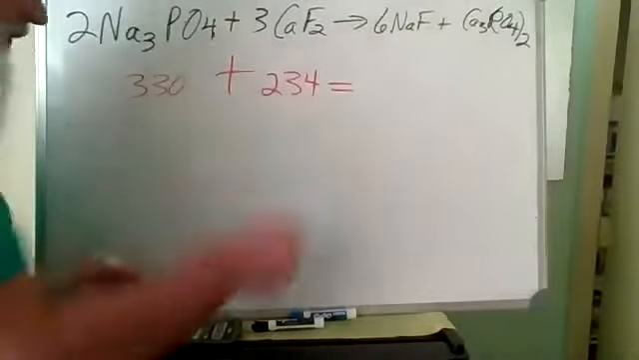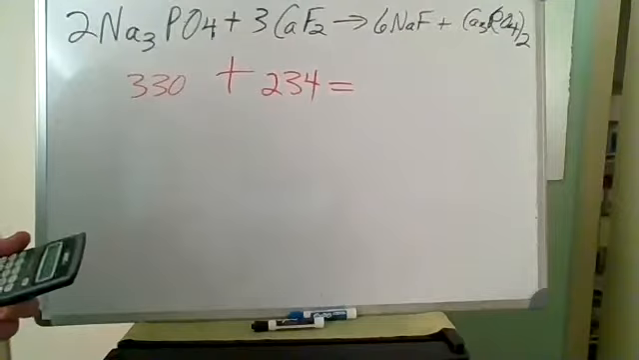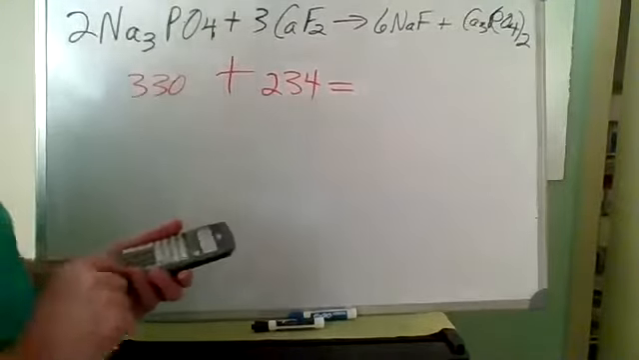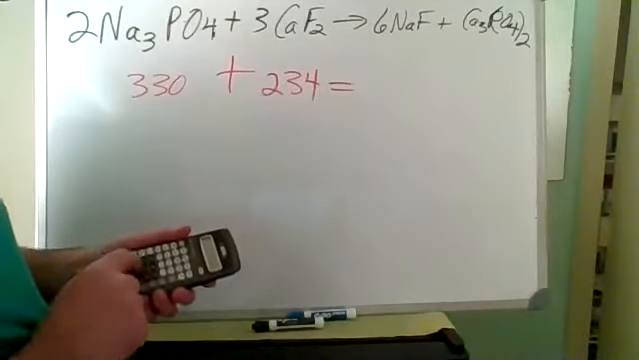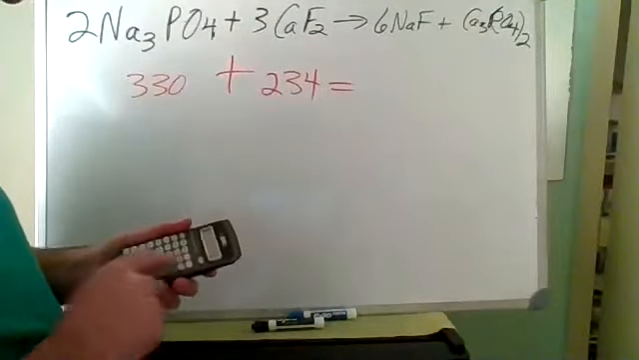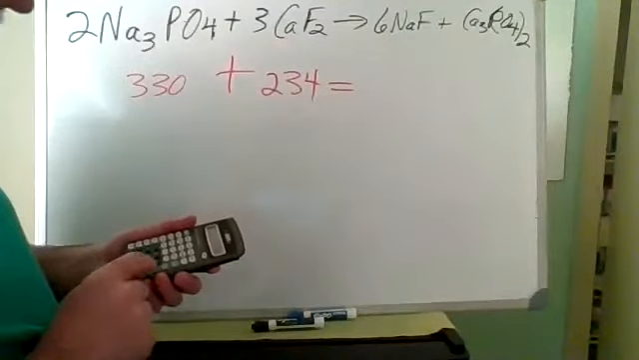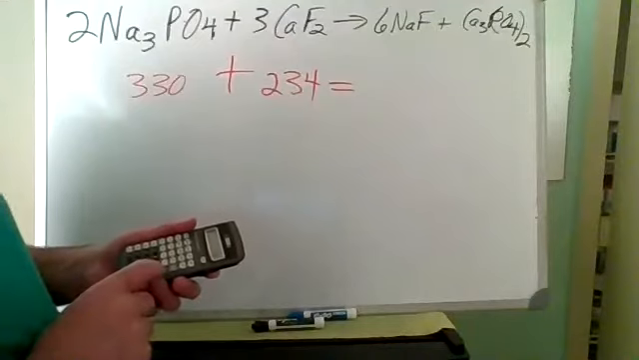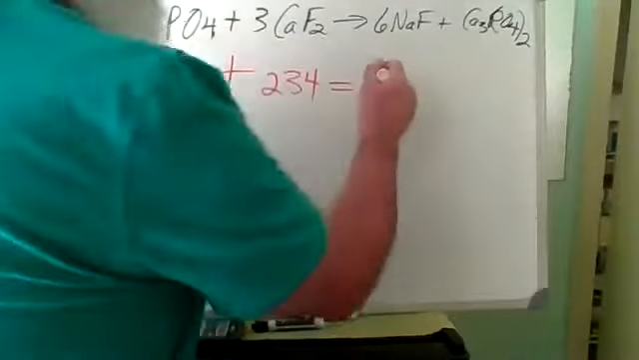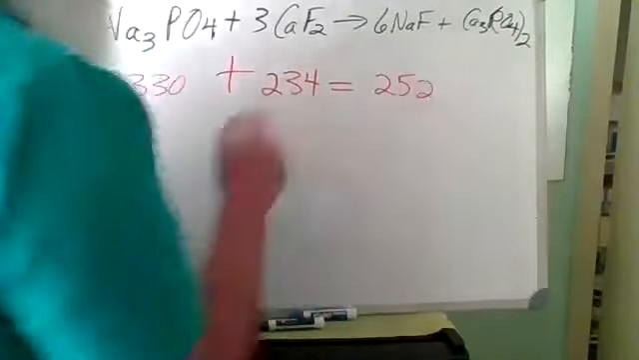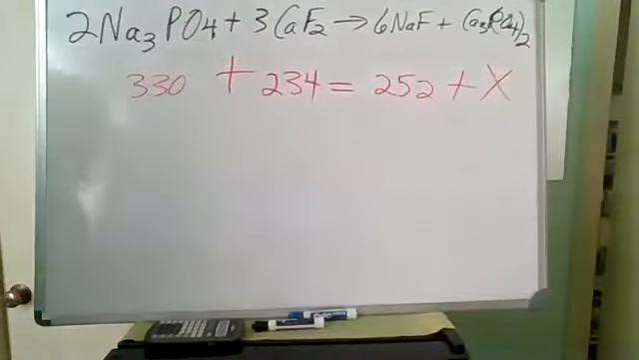Sodium fluoride, where do we find sodium fluoride in everyday life? Hopefully, where do we find sodium fluoride at? Nobody knows? Toothpaste. Toothpaste, correct, very good. It's in toothpaste. It's a very small amount of it, but it is there. All right, and we get 252 grams of the sodium fluoride and some unknown amount of calcium phosphate.